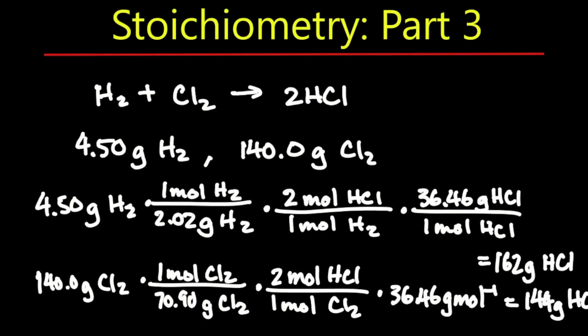So the question is, what is the mass of HCl produced? It would be 144, because I cannot have extra chlorine to react with the hydrogen, but I can have hydrogen that's left over.